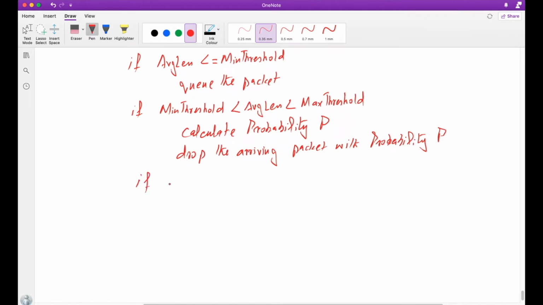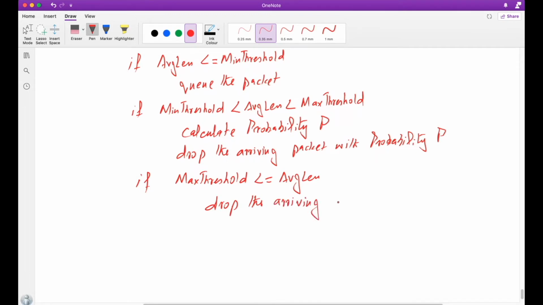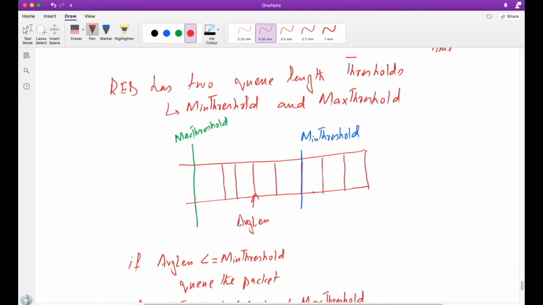And the third condition is that if max threshold is less than or equal to average length, drop the arriving packet. Right.